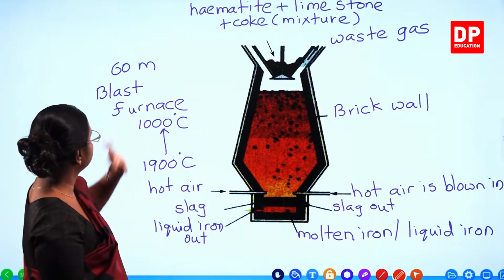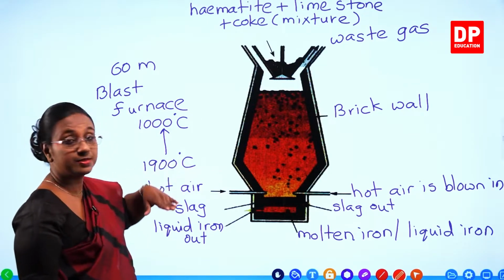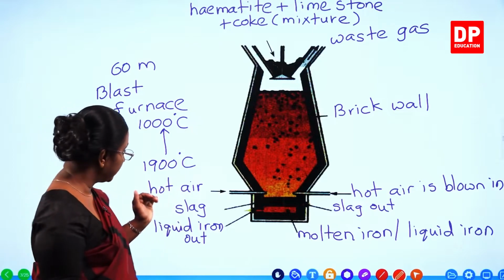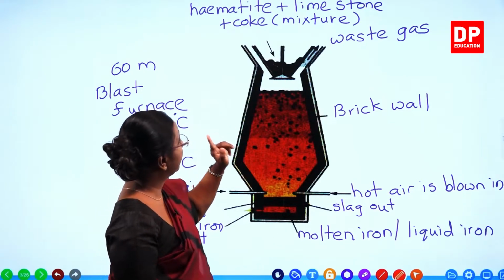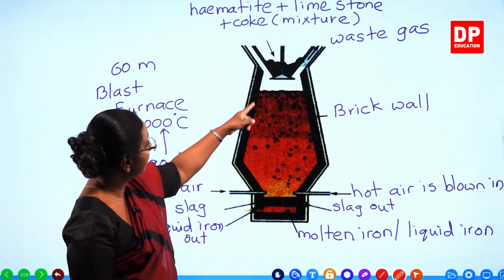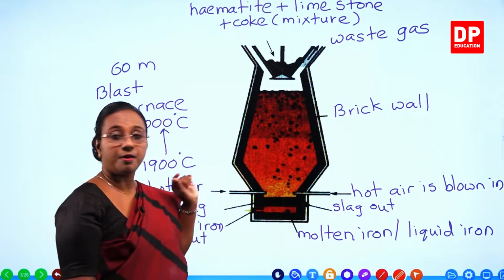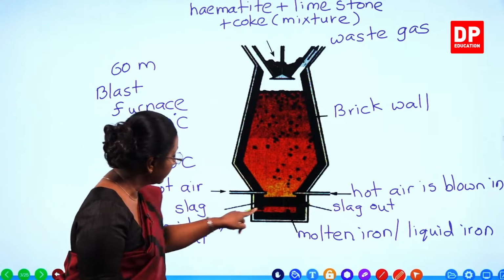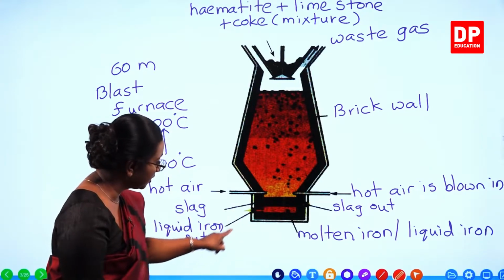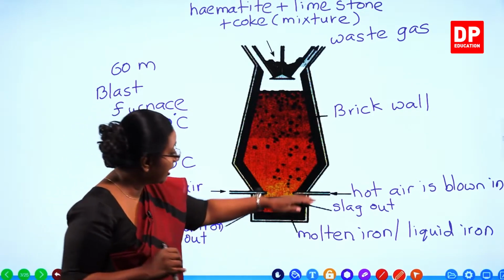Blast furnace, 60 meters in height, temperature range between 1000 to 1900, but at the bottom it's higher, around 1900. Towards the top it's less, about 1000 degrees Celsius. It is made up of brick wall. So you can see how the powdered mixture of raw materials is fed into the furnace and the waste gases are taken out. Here hot air is blown in from the bottom. And also you can see the molten iron and the slag. Molten iron is taken out from an opening at the bottom, whereas the slag is taken out from an opening which is above that. You all have to remember that.